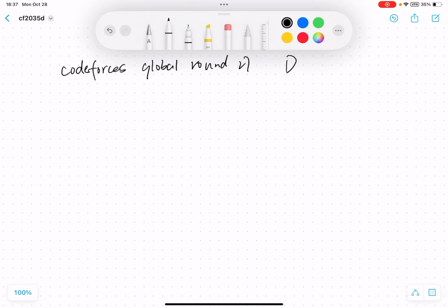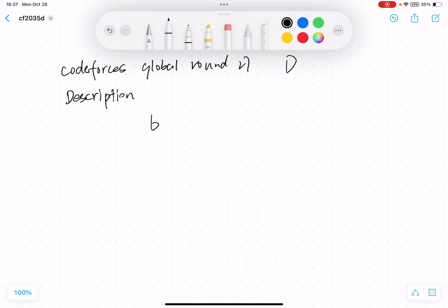Okay, today let's talk about the Codeforces Global Round 27, problem D. The first part is the description. We are given an array B. We can do several operations on the elements of this array.